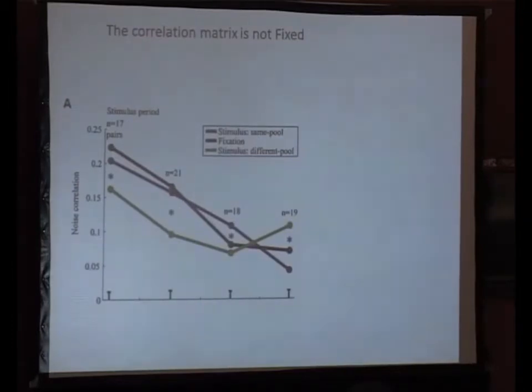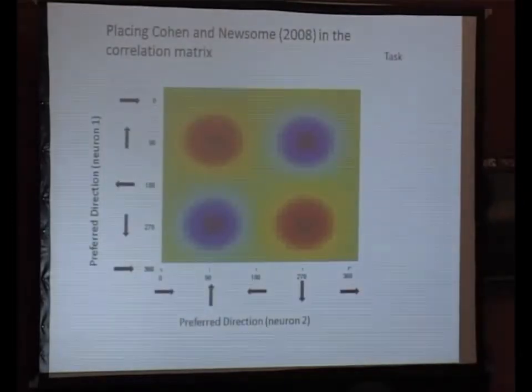But they didn't measure the whole correlation matrix. They're just looking at single pairs, and that limits how much you can say about the consequences of this for choice probability. In order to understand that, I want to place their data into one of these correlation matrices.